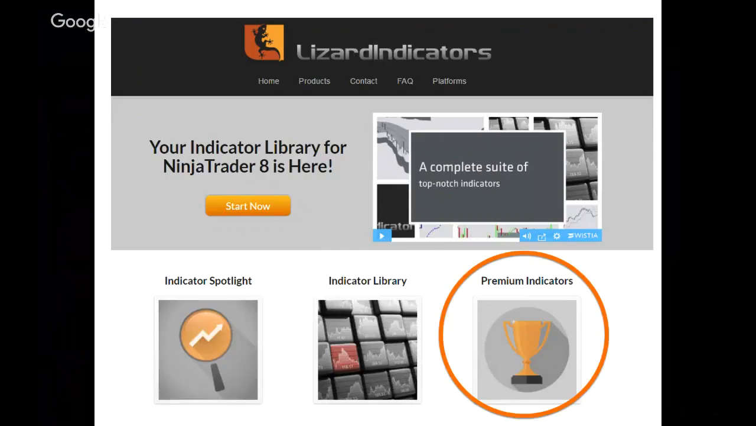And of course, we have our premium section, which is what we'll talk about today, our proprietary indicators. And today it's the Ichimoku that we'll talk about.